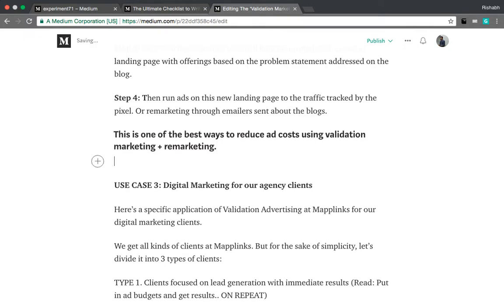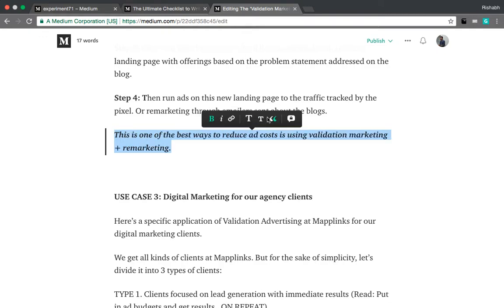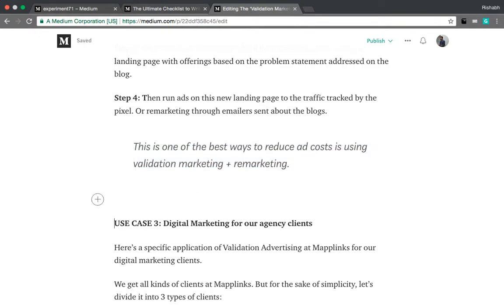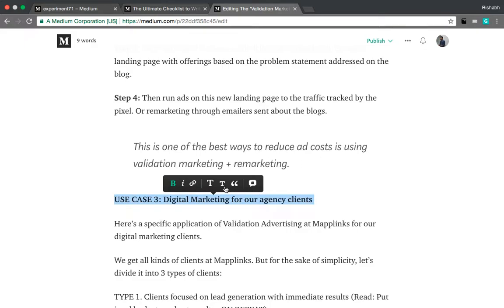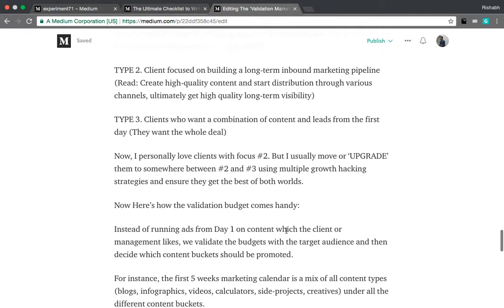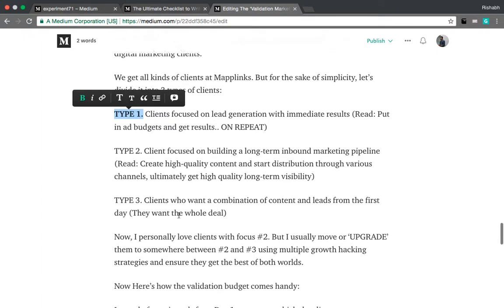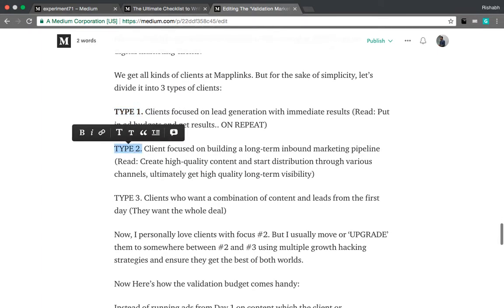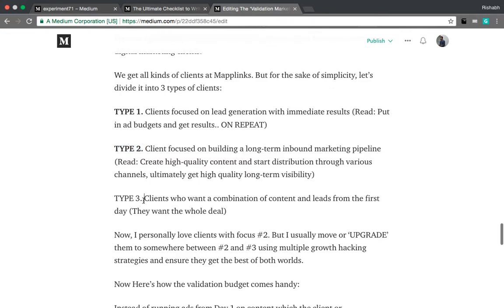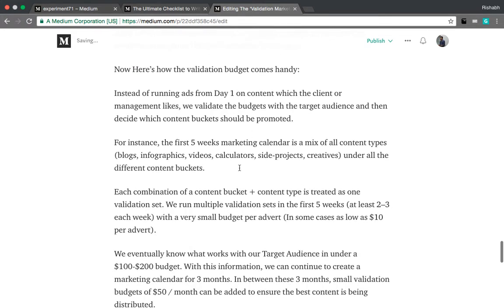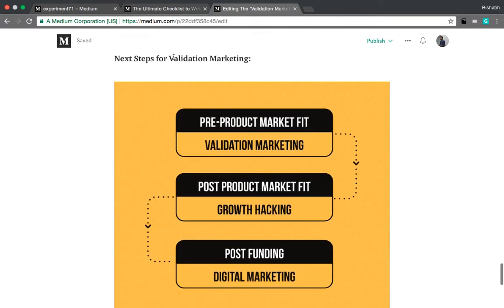One of the best ways to reduce ad cost using validation marketing, and remarketing is a big quote again. Use case 3, again a subheading. And then I'm gonna just make this in bold. And now this is the story for the clients. Next steps again is a big heading.